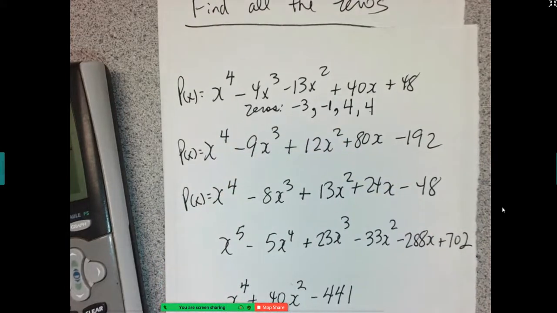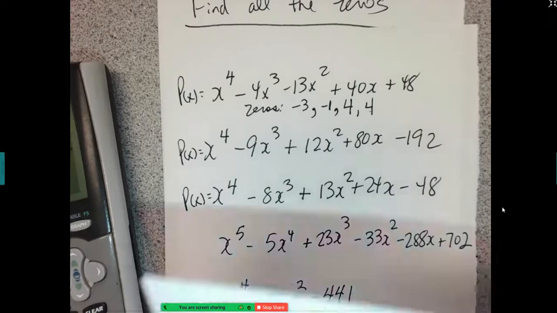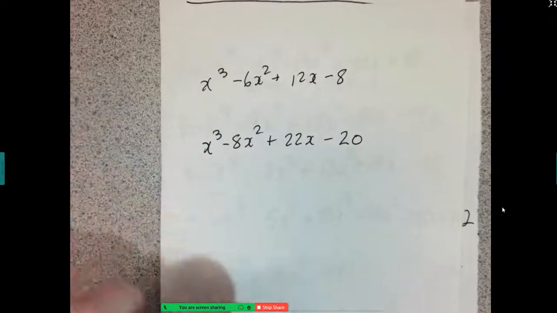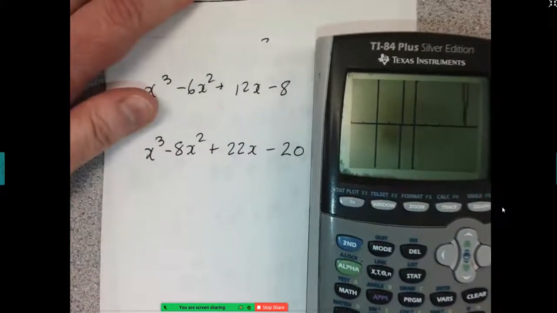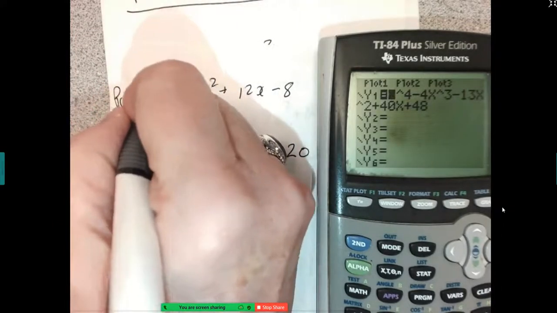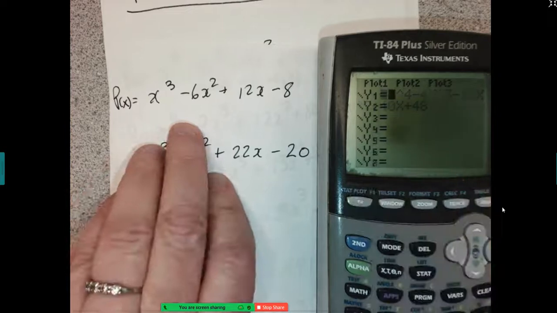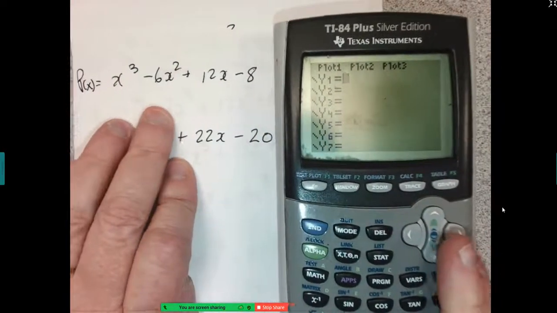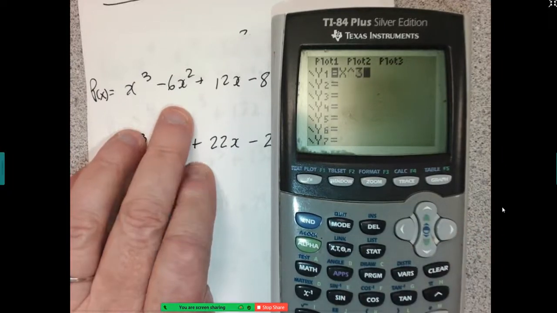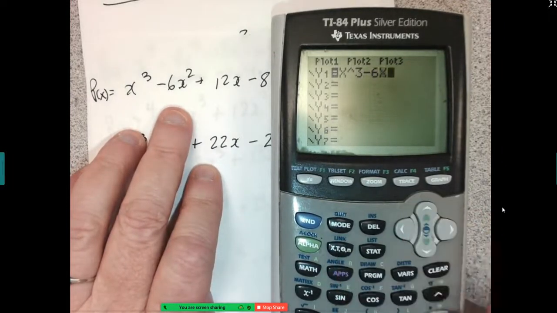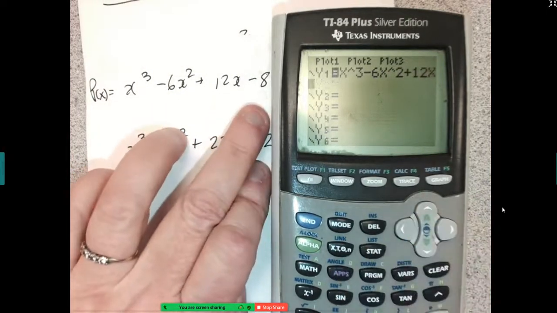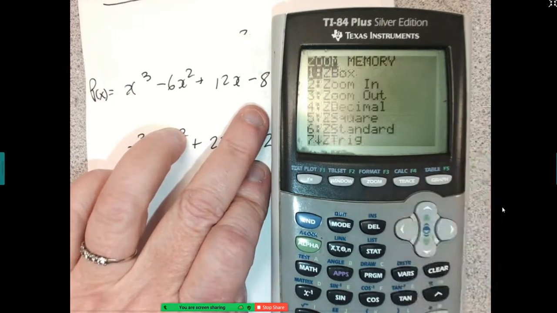Okay, so let's look at this one. P of x is equal to this. Let's clear this out and put that in our calculator. So x cubed minus 6x squared plus 12x minus 8. And I'm going to do a zoom 6 on that.